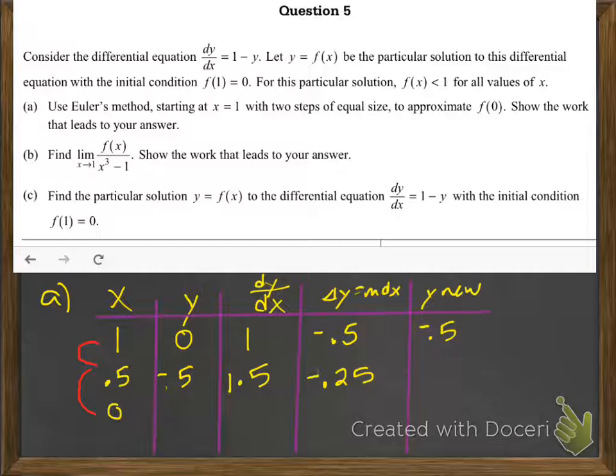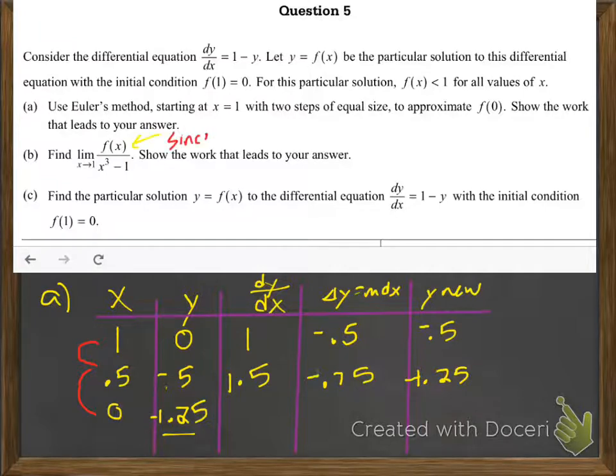Take that and add it to our previous y, and makes negative 0.75. Yeah, look at my numbers. Negative 0.75 added to negative 0.5 gives me negative 1.25. I think I had some other numbers written in there because I'd scribbled and written fast, and I fixed it really fast. And then my new y is negative 1.25, and that turns out, when I carry it down, to be my f of 0, my approximation of it. And that's the answer that's also on the exam booklet.